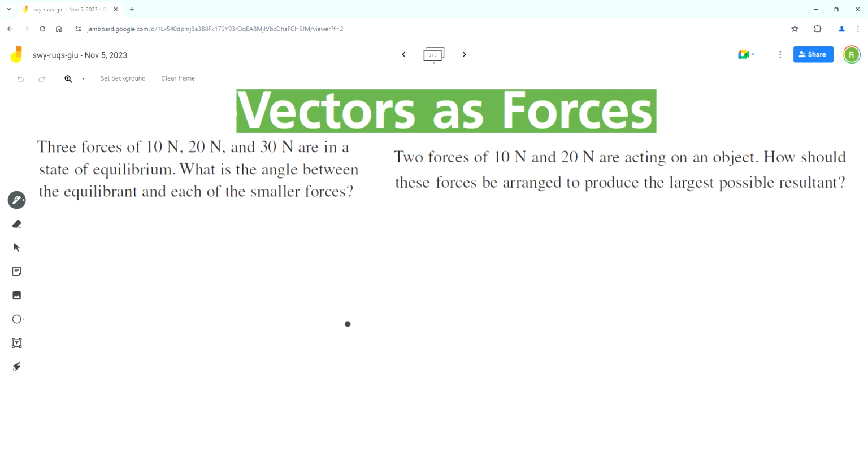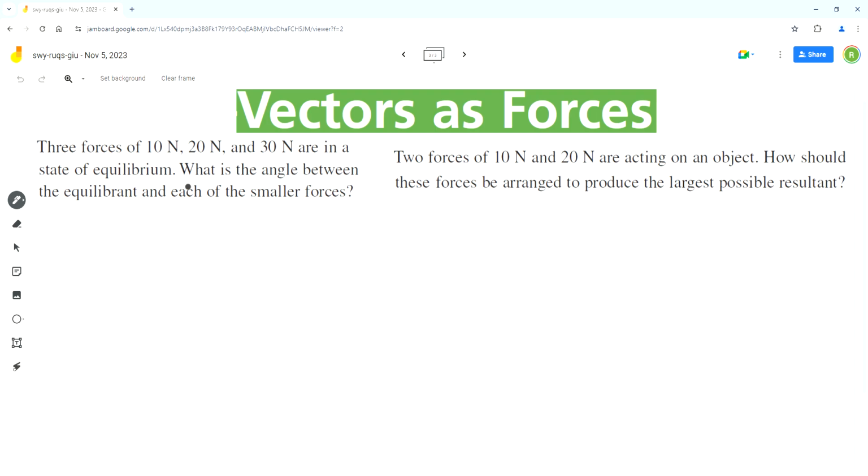So in this video, we'll solve these two problems based on the concepts of vectors as forces. As per the first problem, three forces of 10 Newton, 20 Newton and 30 Newton are in a state of equilibrium. What is the angle between the equilibrant and each of the smaller forces?